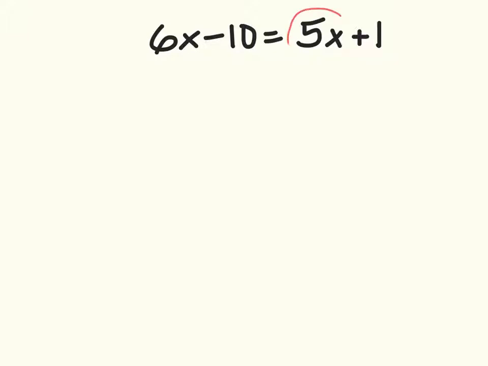Well, I've got a 5x there, and it's a positive 5x because there's no sign written. The opposite of plus 5x is minus 5x, so I'll do that to both sides. Over here on the right, it just goes away. 5x minus 5x is nothing, it's 0. Over here on the left, 6x minus 5x is 1x. I can rewrite my problem now.